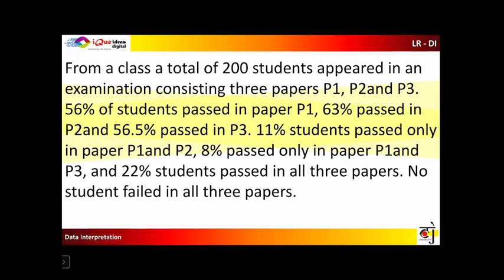How many passed only in P1? 16. Only 112. अरे मतलब P1 में टोटल पास होगा, लेकिन only 16 क्योंकि 8 passed only in paper 1, 8%. हाँ? 16, देखा ना, 8 passed only in paper 1 and paper 3.